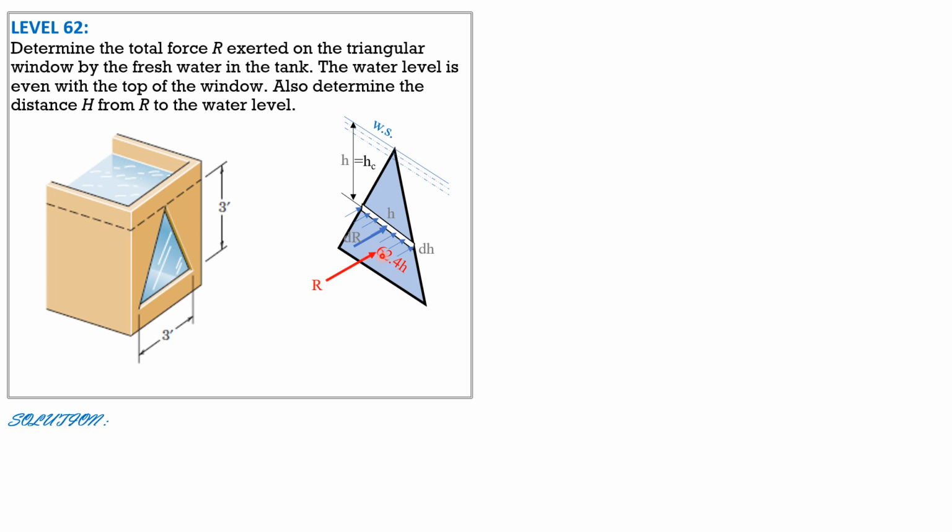The distance of the point where R acts to the water surface is h sub Cp. So let's solve for dR first. dR is pressure times differential area, and the differential area is h dh. Limits for h is 0 to 3. So pressure 62.4 h, then differential area h dh.